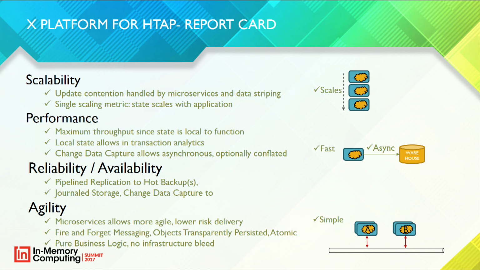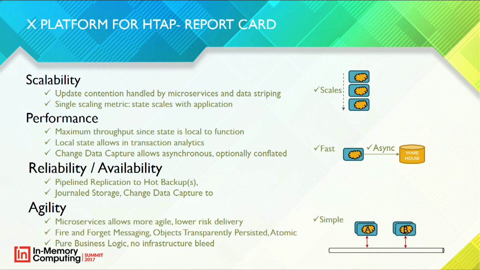So just a quick look at the report card when using X. We've ironed out the last bottleneck in the standard HTAP architecture by really allowing us to ingest data at the speed of memory. So no more callouts to a remote data grid. Everything we do is operating on local state with smart routing.